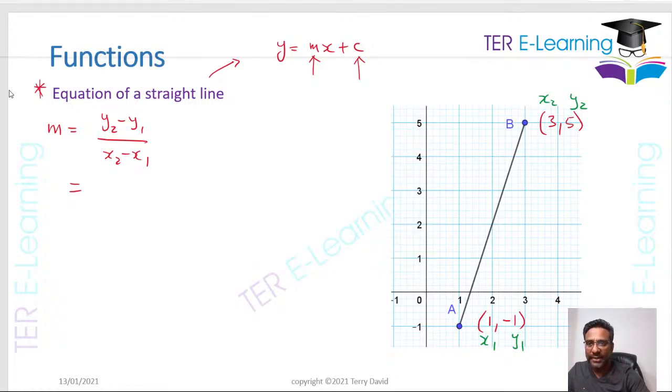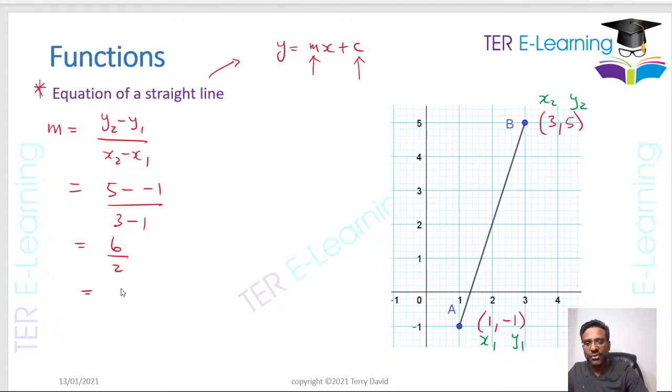Once you do that, then it's just a matter of substituting. So y2 is actually equal to 5. So it's 5 minus y1, which is minus 1, divided by x2, which is 3, minus 1. So that is 5 minus minus 1, which is going to give me 6, and then 3 minus 1 is going to give me 2. So my gradient of this line is actually equal to 3, right?